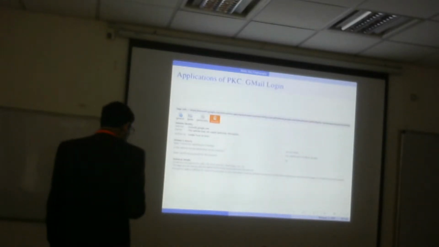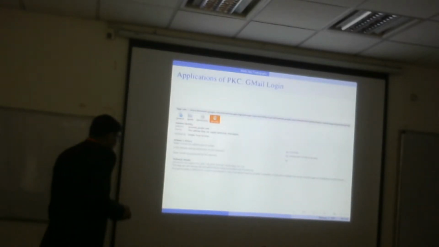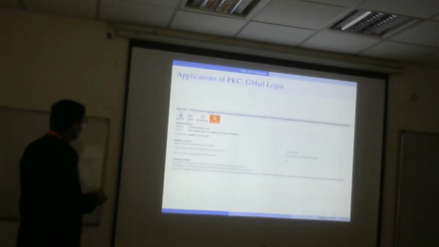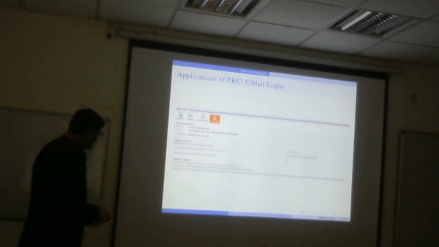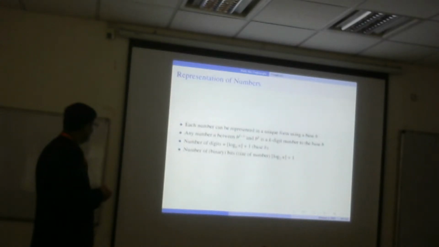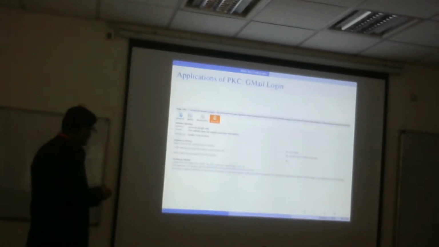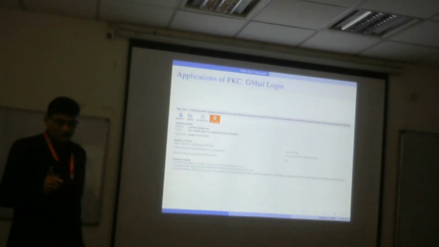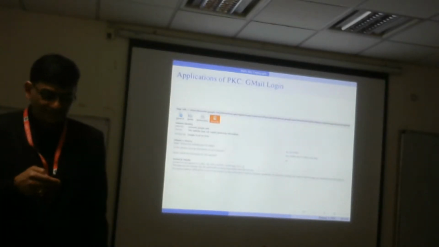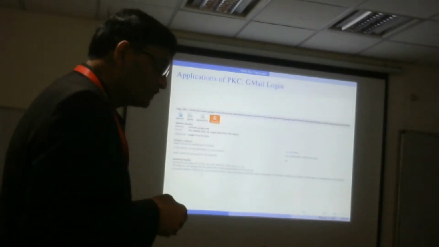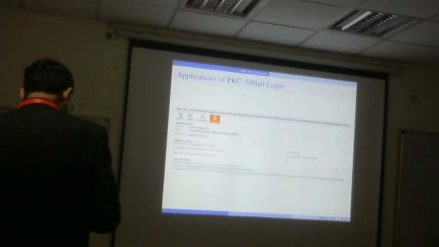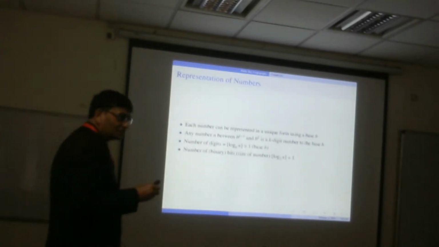Similarly, you can see in Gmail. Gmail has also now migrated to Transport Layer Security version 1.3. So this is just the gist of public key cryptography and its applications. Now I am coming to a little bit about the complexity. Up to this, do you have any doubt?